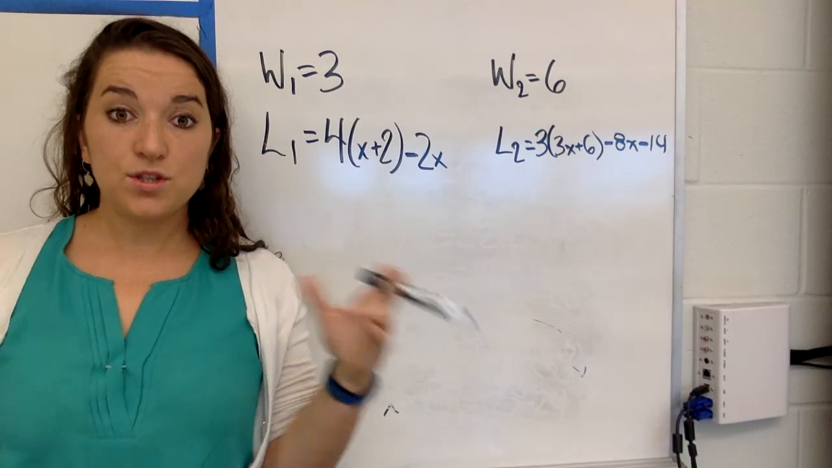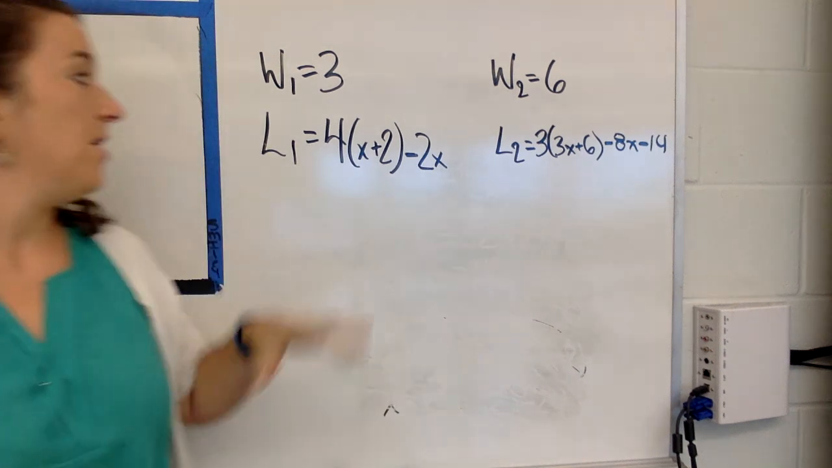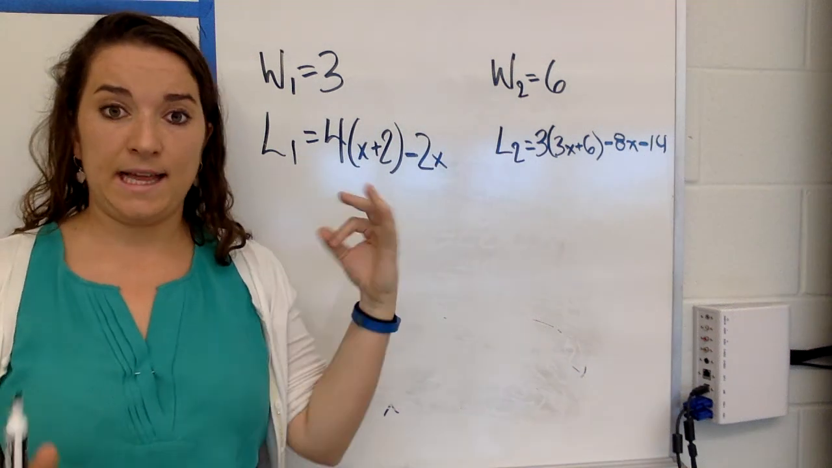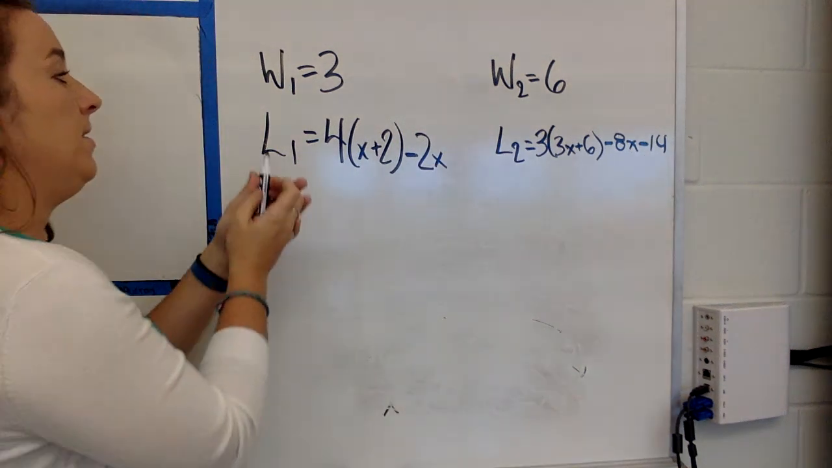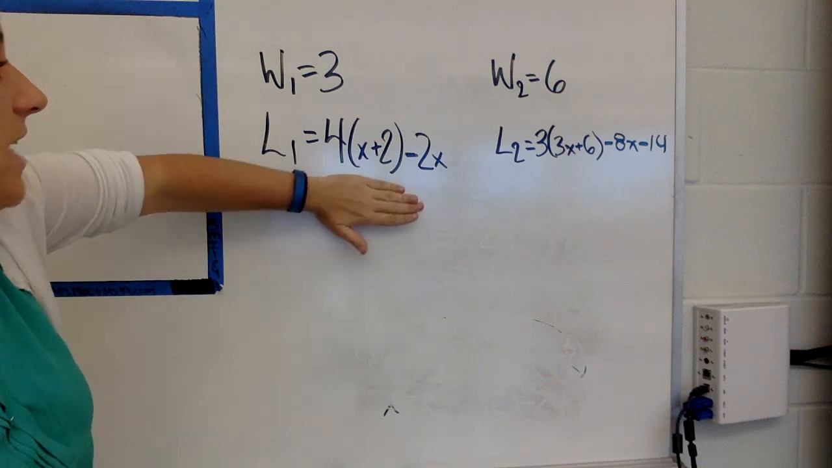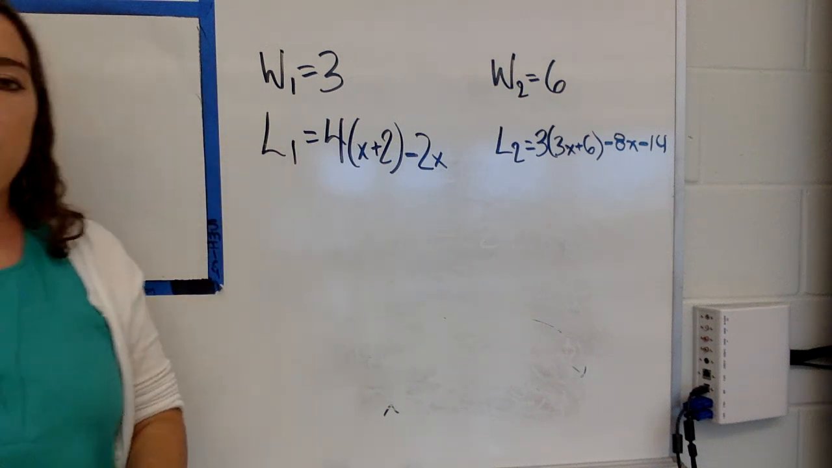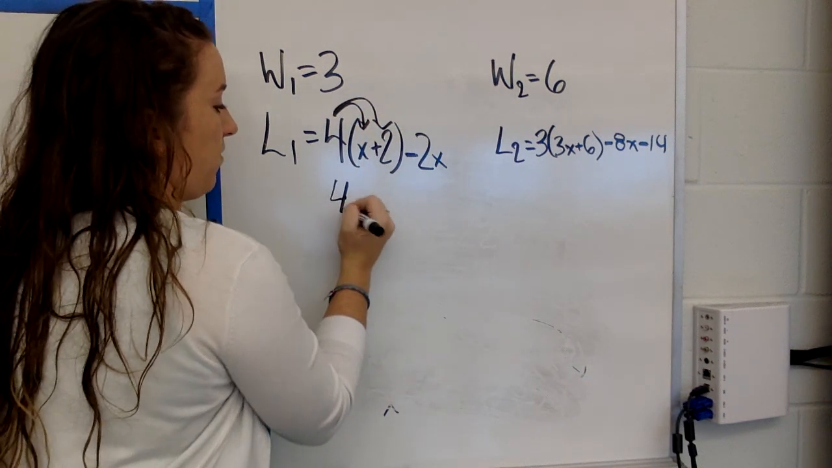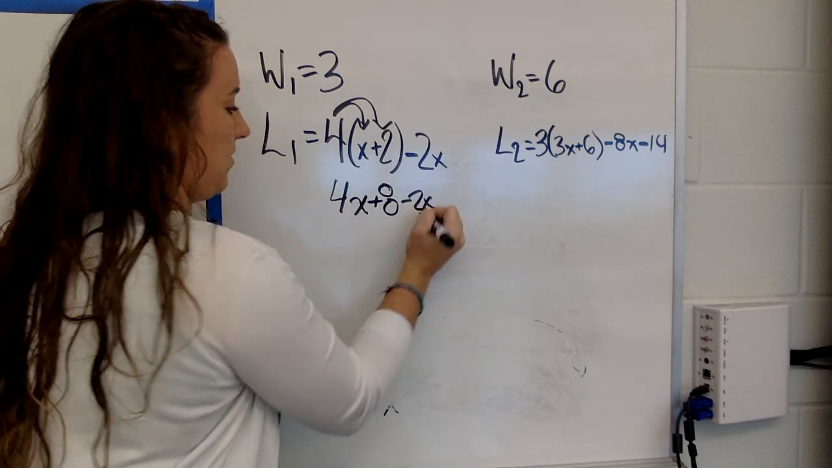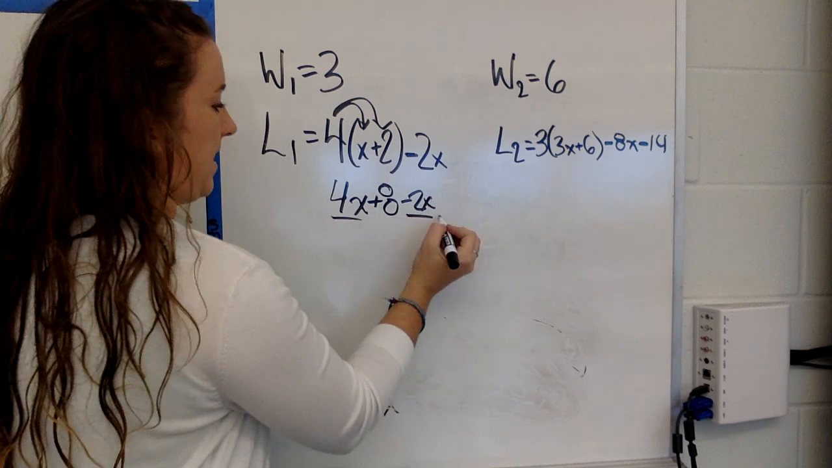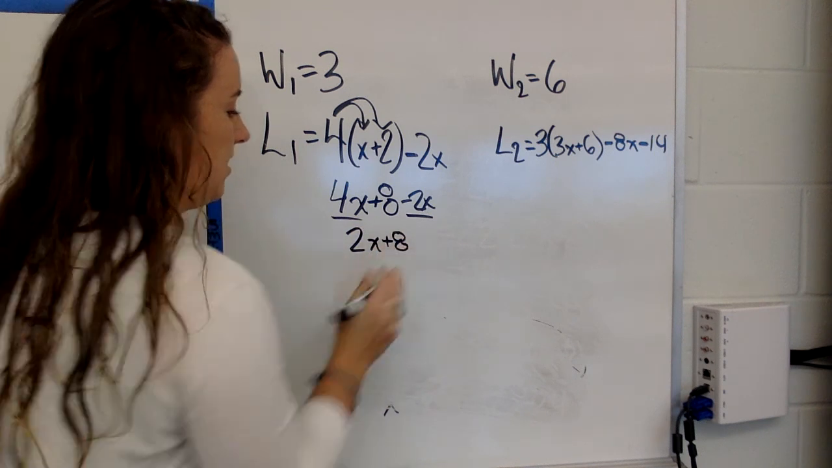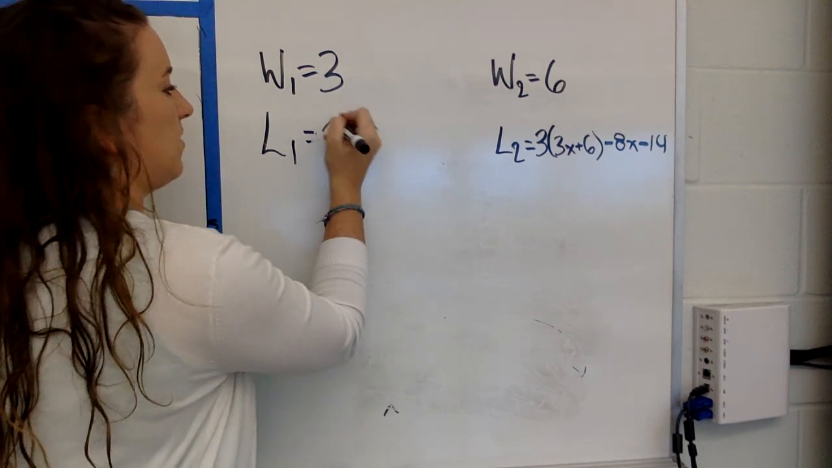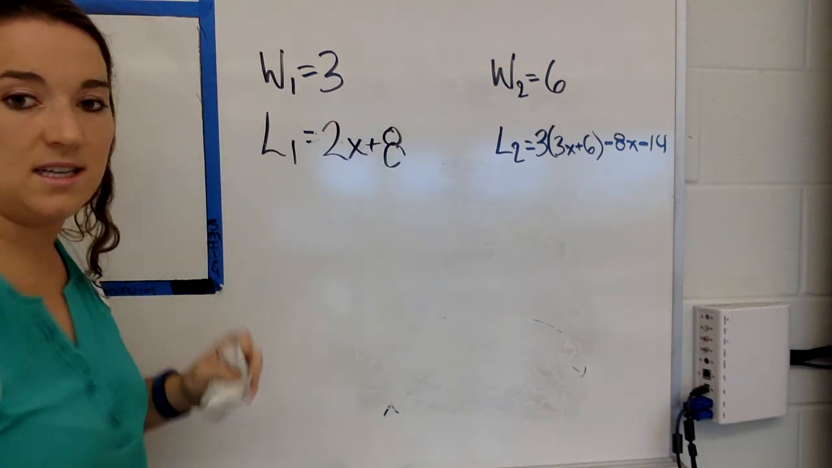All right, so we have two rectangles, and we know that areas are the same. The width of the first one is 3, and the length is this. The width of the second one is 6, and the length of the second one is this. I labeled them W1, L1, W2, L2. So looking at width and length, first I see this length, it is really complicated, and I know that if I can simplify this. So I can distribute my 4. You'll end up with 4x plus 8 minus 2x. Next, I can combine my like terms, so it'll be 2x plus 8. So the length of the first rectangle simplified is 2x plus 8.